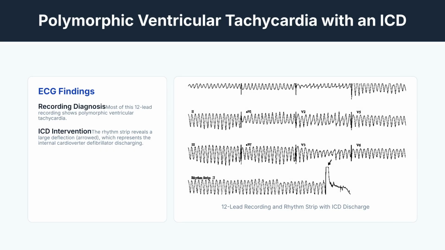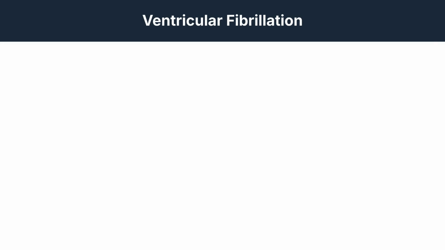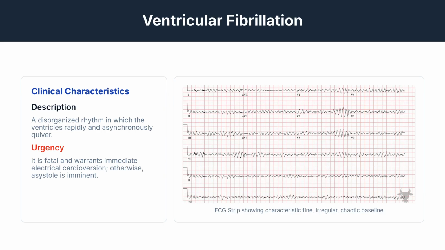This ECG shows polymorphic VT with a subsequent intervention by an implantable cardioverter defibrillator, or ICD, represented by the large arrowed deflection in the rhythm strip. Ventricular fibrillation, or VFib, is a chaotic, disorganized rhythm that results in no effective cardiac output. It requires immediate electrical cardioversion, as it is a fatal rhythm and will lead to asystole.